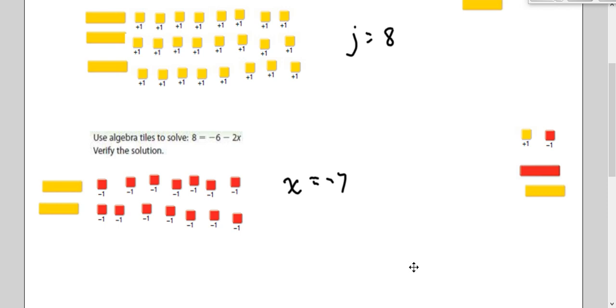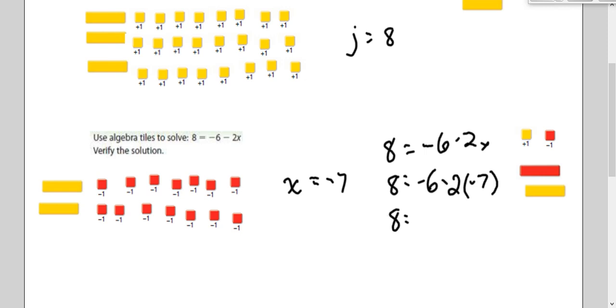And we'll check. So then we go 8 is equal to -6 minus 2x. 8 is equal to -6 minus, sorry, -2. I'm going to rewrite that. -6 minus 2 multiplied by -7. 8 is equal to -6 plus 14. So then 8 is equal to 8.